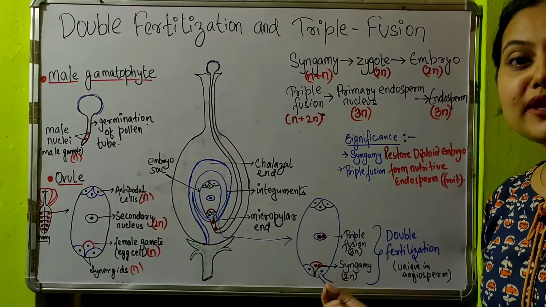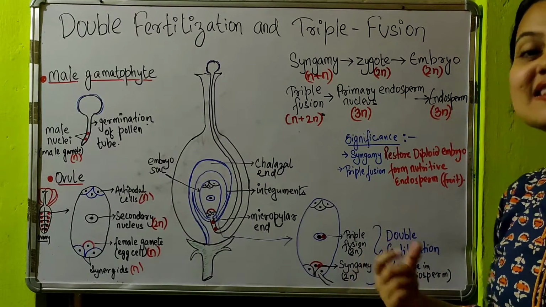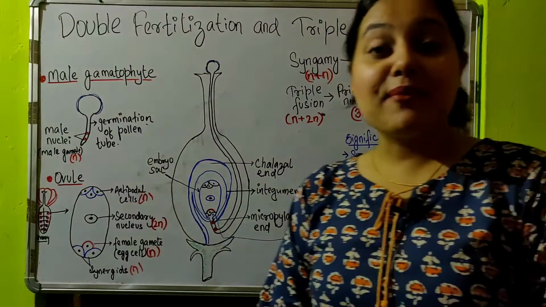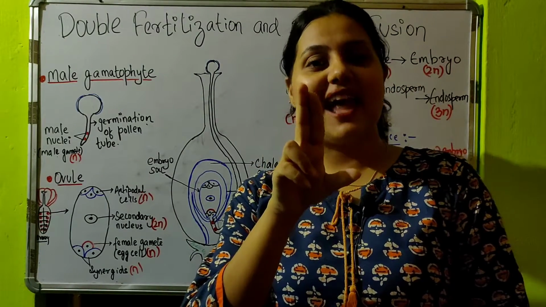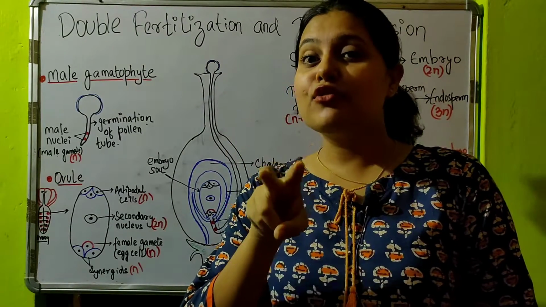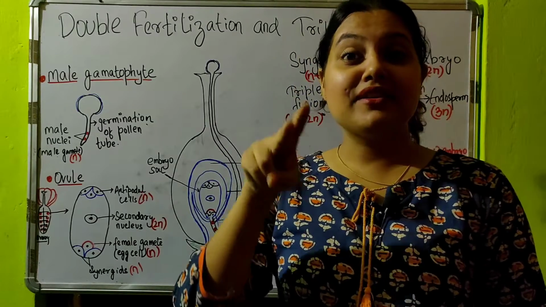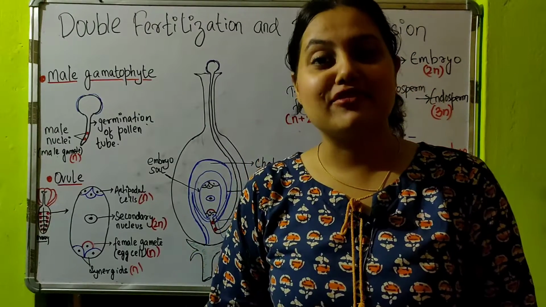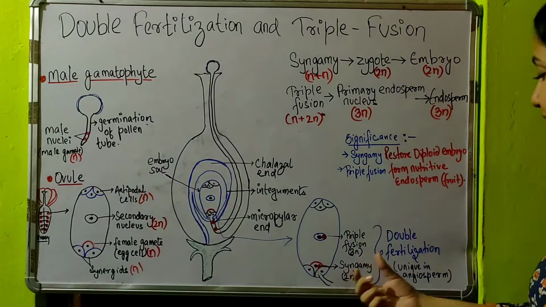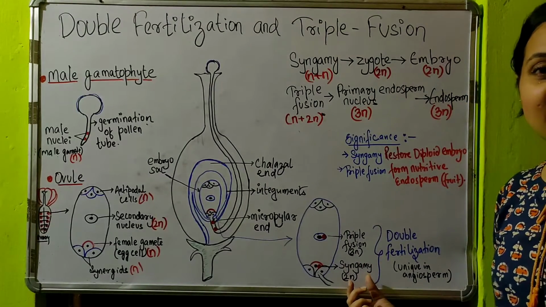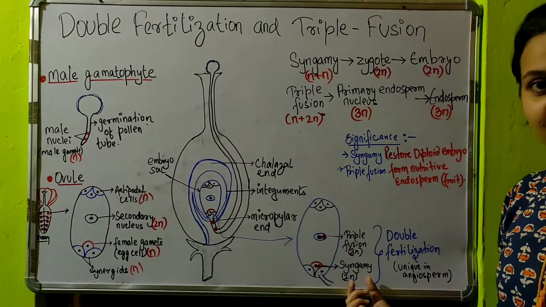The fusion of the female gamete and the male gamete here is known as syngamy. Syngamy means the fusion of two nuclei. And what are the two nuclei? Both are n. The male gamete is n and the female gamete is also n. That means they will produce 2n, that is the diploid zygote.